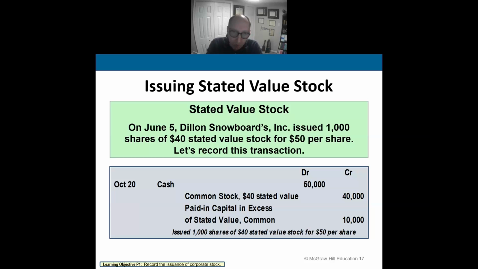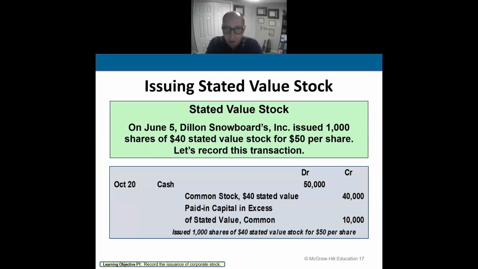So in this example, we issued 1,000 shares of stock. The stated value is $40 per share. We sold it for $50 per share. Okay, so that's good. We sold it in excess. And so it works very similarly to par value. It's just the difference is the type of value that the stock holds. Par value, as we said, is an arbitrary amount that the company decided when it was formed. The stated value is what the company's worth, right? But based off of the assets.